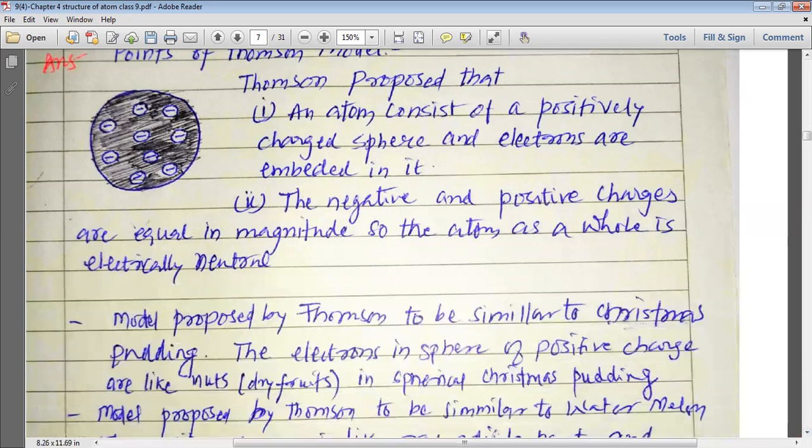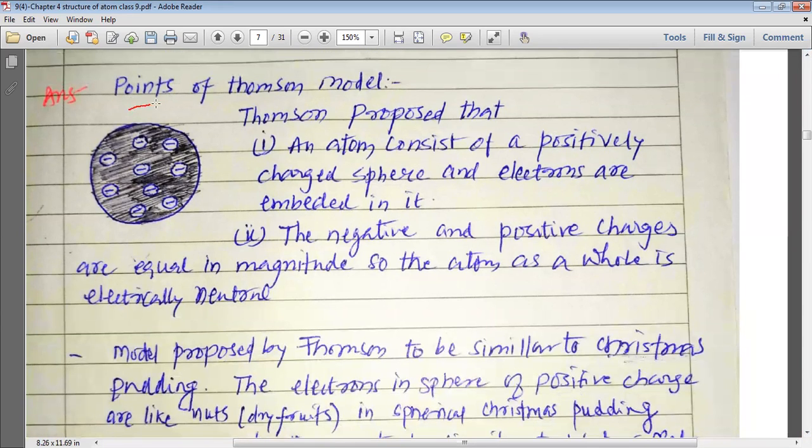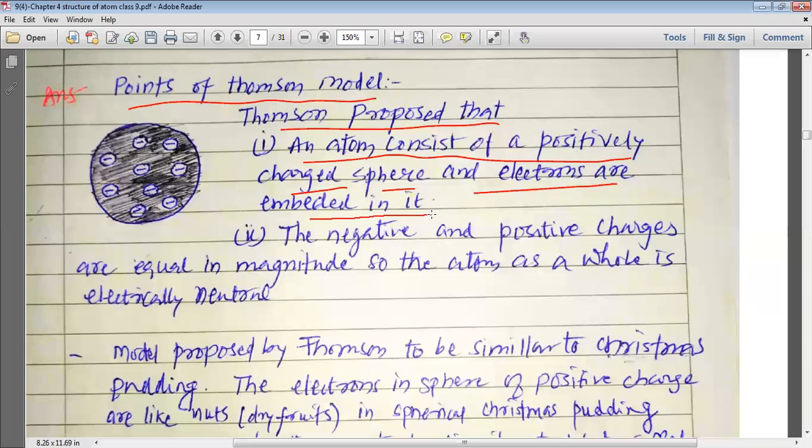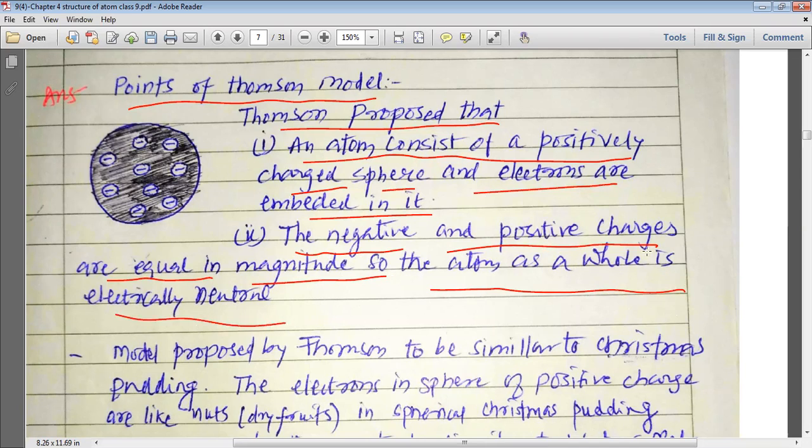Let's see the various points of Thomson model. Thomson proposed that an atom consists of a positively charged sphere and electrons are embedded in it. Embedded means they are pushed inside it, or they are present inside it. The negative and positive charges are equal in magnitude, so the atom as a whole is electrically neutral. So my dear students, these are the two points of the Thomson model.